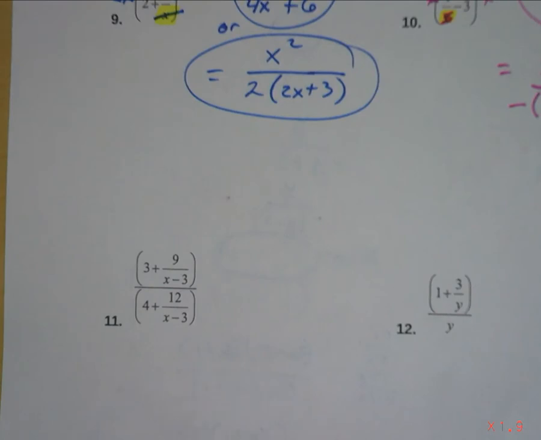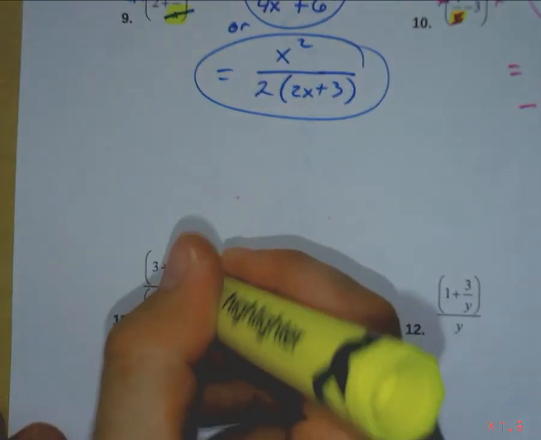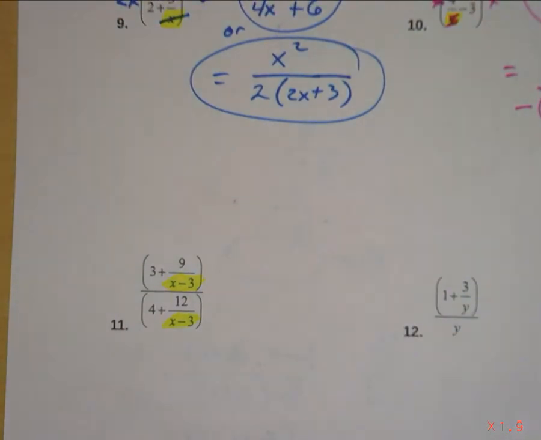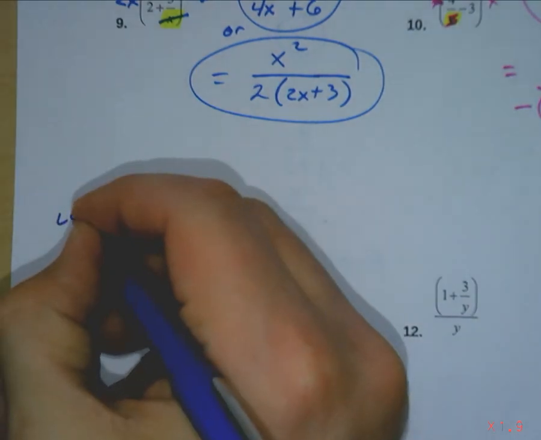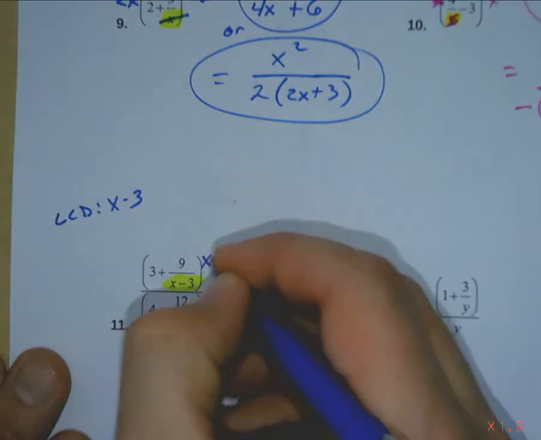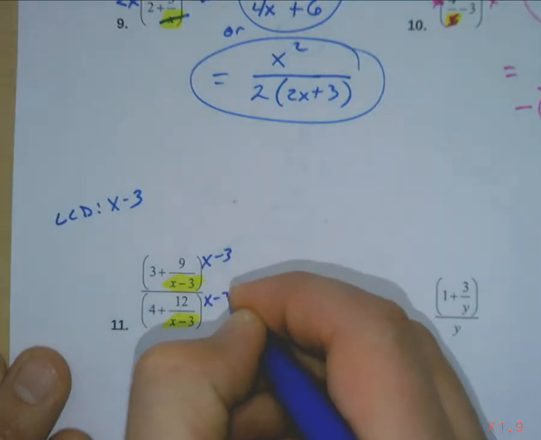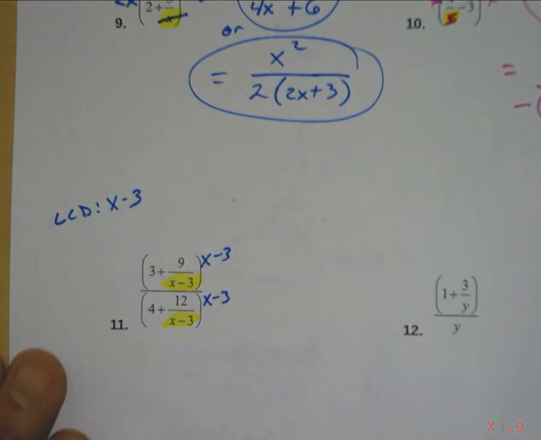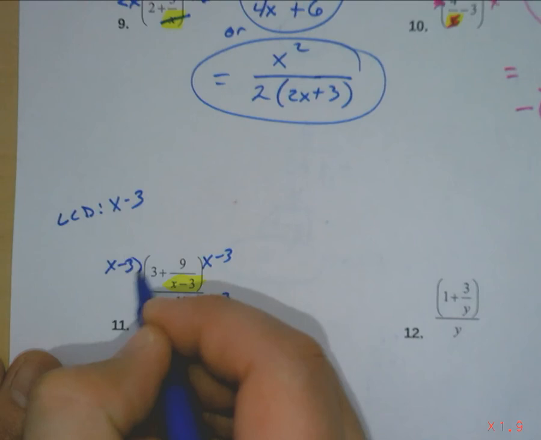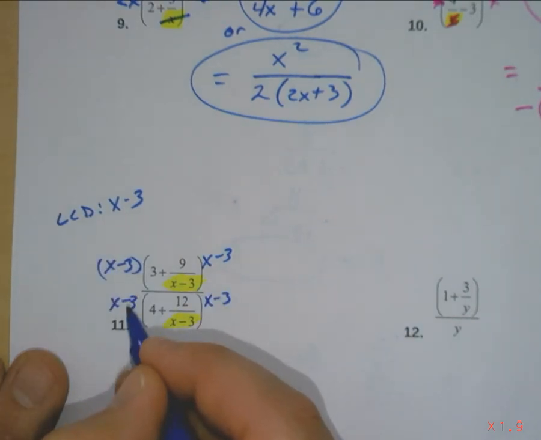Okay. In this case, we see a binomial. And we just multiply that by all. So I got x minus 3 as my denominator, right? Yes. That is my LCD, x minus 3. So I'm going to multiply top and bottom by x minus 3, the big fraction. When I do it to the top and bottom, I got to distribute to both terms. So I'm just going to put x minus 3 here and x minus 3 here.